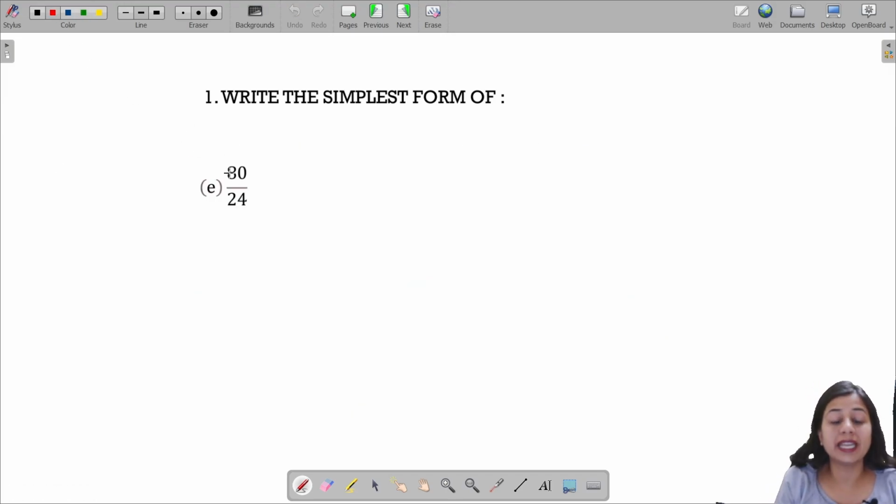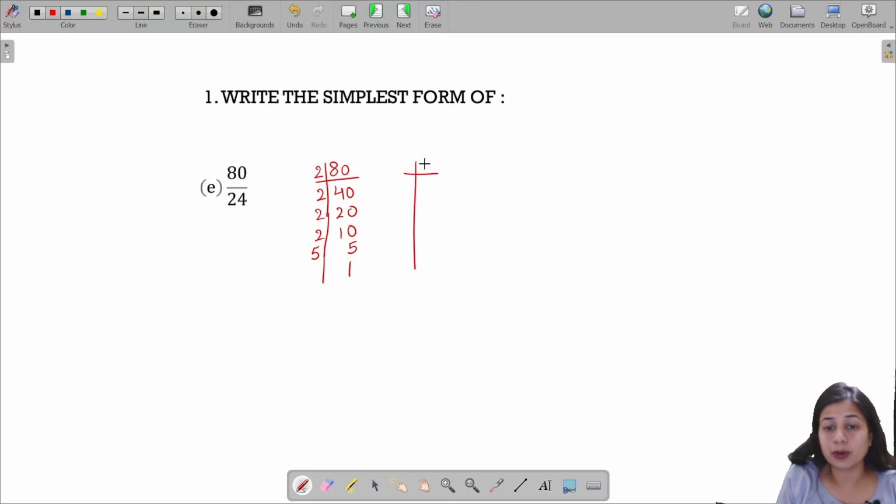Let's do the E part, 80 over 24. So first of all, let's find the HCF of 80 using prime factorization. So 2 into 40 is 80, 2 into 20 is 40, then 2 into 10, 2 into 5, 5 times 1 is 5. So next, prime factorization of 24. In this we are dividing the given number by only the prime numbers, right? 2 into 12 gives us 24, 2 into 6 is 12, 2 into 3 is 6, 3 ones are 3.